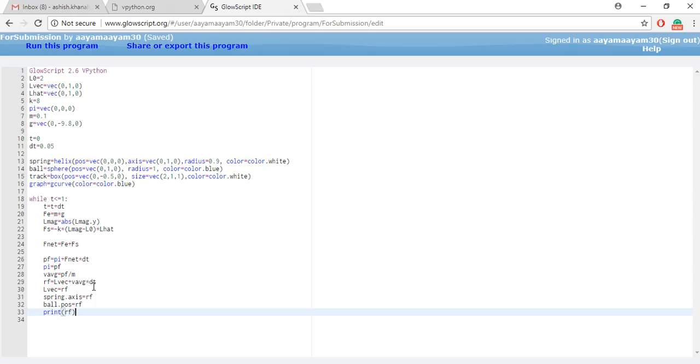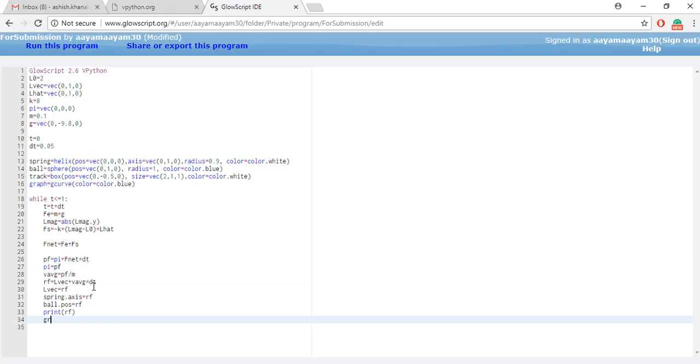After 1 second, for plotting to see the graph, graph dot plot will plot time on the x-axis and position, that is the y component of the r vector, on the y-axis. So plot t comma r dot y.